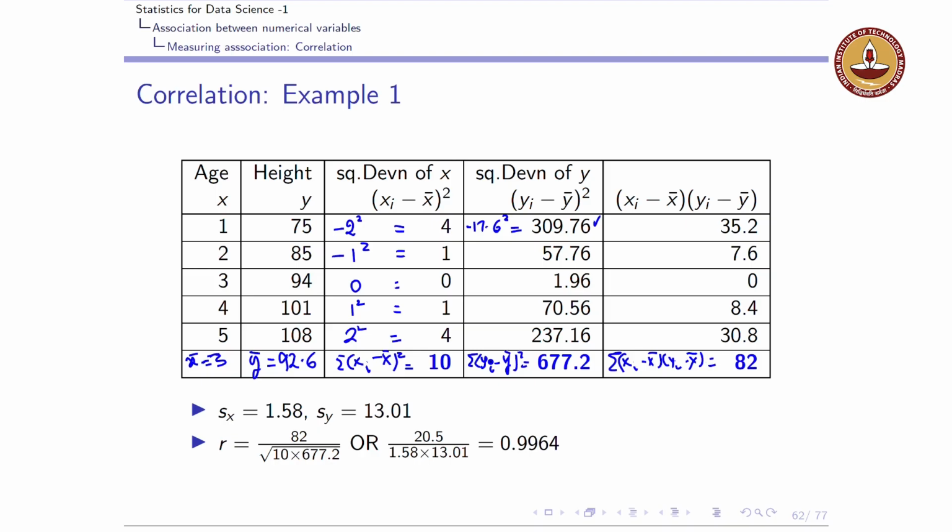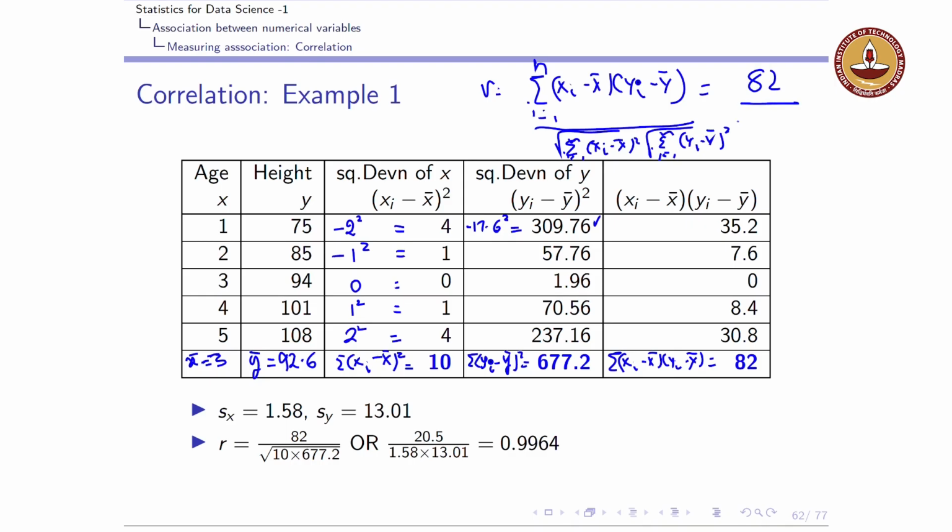So, if I apply my first formula, the correlation coefficient is nothing but the numerator, which is the sum of the product of the deviations, and in the denominator I have the sum of square deviations of x and the sum of square deviations of y, both of them under square root. The total sum is equal to 82, divided by square root of 10 into square root of 677.2. Using the second formula, it is nothing but covariance divided by standard deviation.